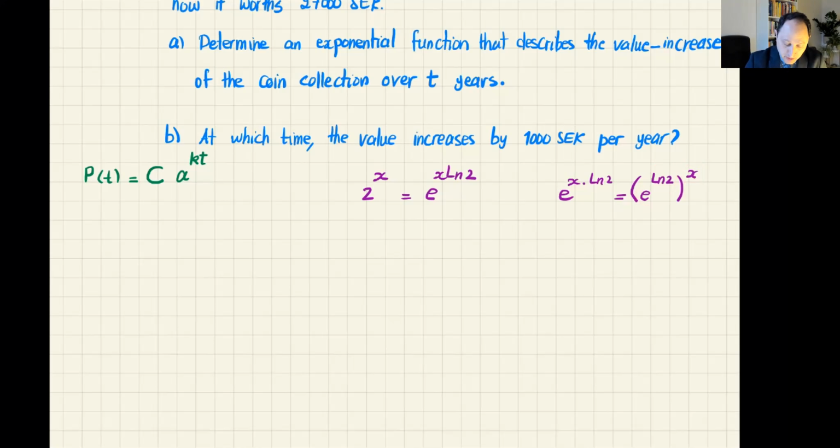Yes, do you remember? e to the power of ln of any number is that number. So it means that e to the power ln 2 is nothing except 2. So if I continue, this becomes 2, and then I will have to the power x. So you see that this formula that I was claiming is correct. I started from the right-hand side, and I got what is on the left-hand side.